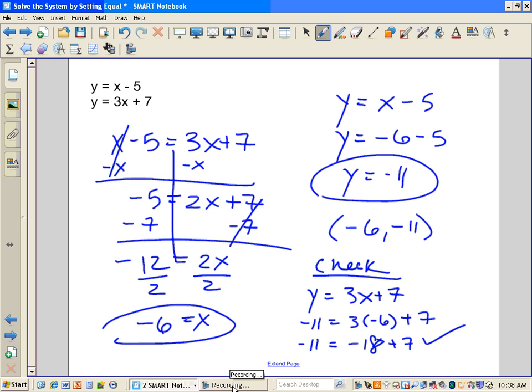I think this was a fast video, but it's all skills that we've done before, just applying them in a new way. Remember, if you're going to try and remember things, number 1, set them equal. This would be step 1. Get x. Number 2, plug in x and get y. Step 3 would be to check.